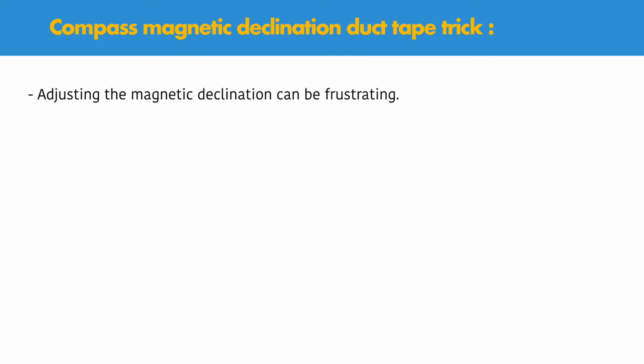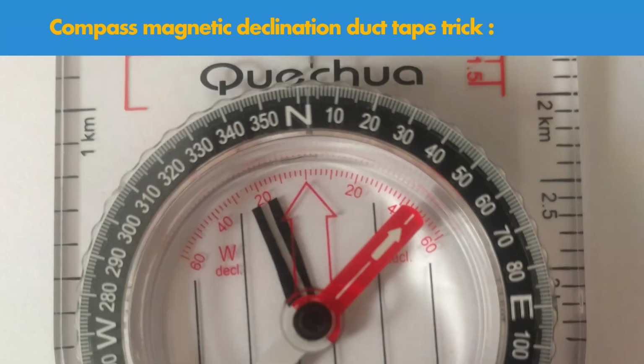Adjusting the magnetic declination each time you want to use your compass can frustrate you, or you can forget it, especially when you are tired outdoors. In order to not forget it, the duct tape trick consists of marking your magnetic declination position on the back of your compass using an easy-to-see duct tape like this. For example, if your map magnetic declination is 20 degrees to the west, you can mark it like that.